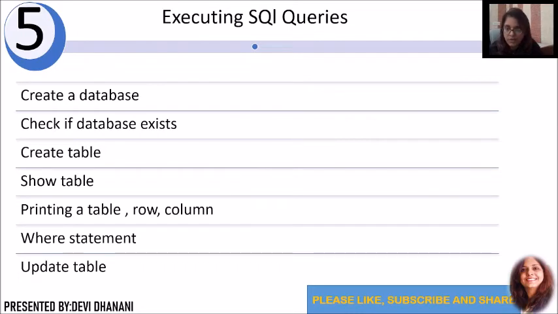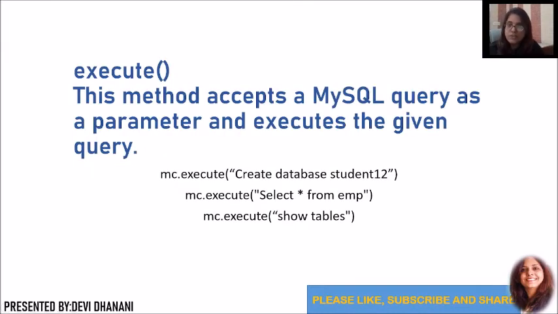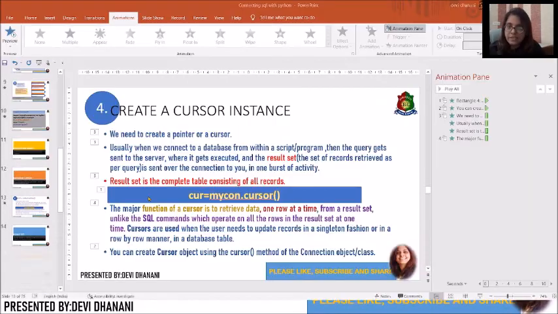Now this SQL query could be to create a database, to check if the database exists, to create the table, to show the table, to print a table row or column, to execute the where statement, or update a table. For this, we will have to call the execute function. Now, how does this execute function work? It works with the cursor object. Let's have a quick look at how we can execute.